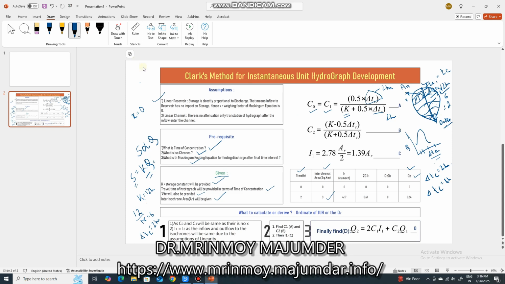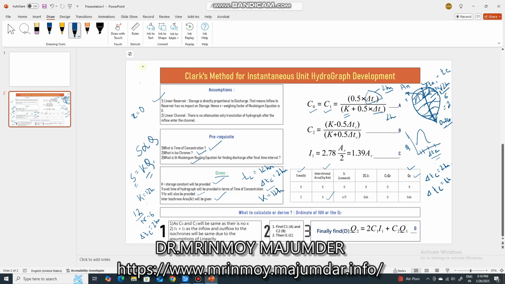So that is also known to us: K is 12 hours, provided by the problem. Delta Tc is 2 hours, calculated from the time of concentration, the maximum time of concentration as given by the problem itself. Here the maximum Tc is 12 hours, so delta Tc is 2 hours because you have to make 6 parts. K is given as 12 hours.